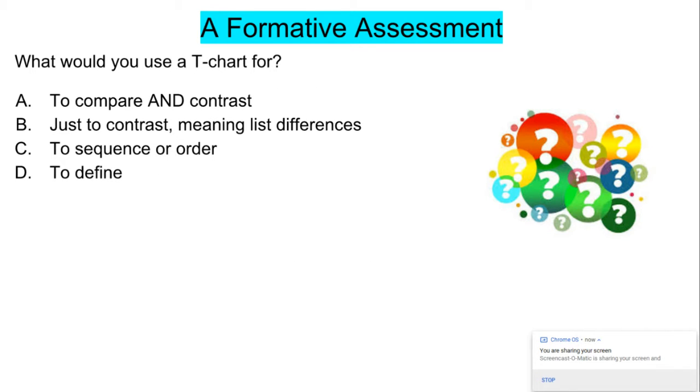A formative assessment. What would you use a T-chart for? A, to compare and contrast. B, just to contrast, meaning list differences. C, to sequence or order. Or D, to define. I'll give you a few seconds. 10, 9, 8, 7, 6, 5, 4, 3, 2, 1. The answer is just to contrast, meaning list differences.